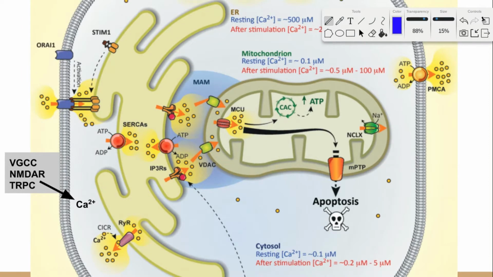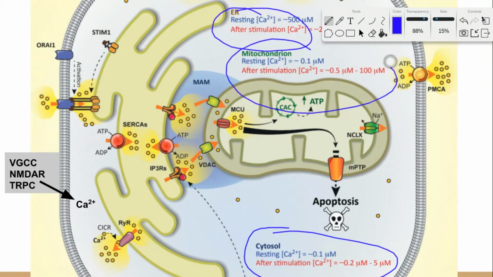When talking about calcium, we are primarily concerned with its concentration in 4 different compartments. The extracellular matrix, which has relatively high calcium concentration, the cytosol, which has very low calcium concentration, and the ER, right here, the ER has high calcium concentration. And the mitochondria has kind of an intermediate amount of calcium.